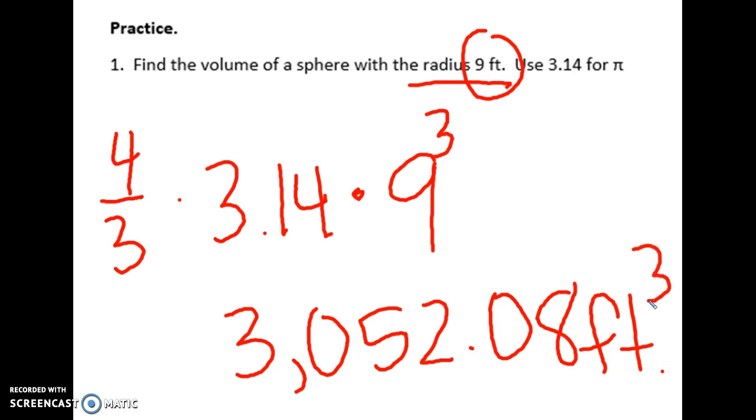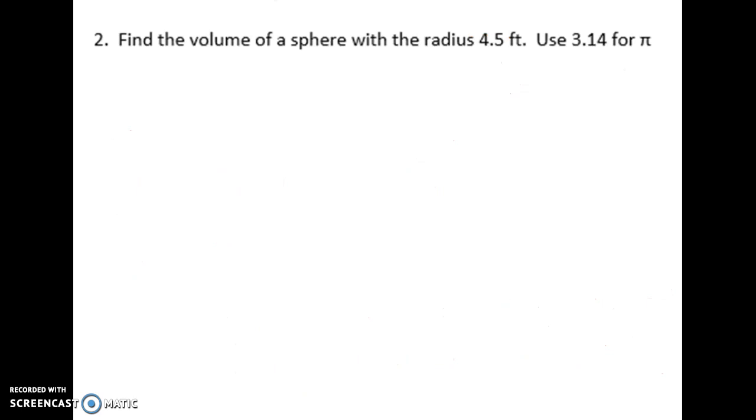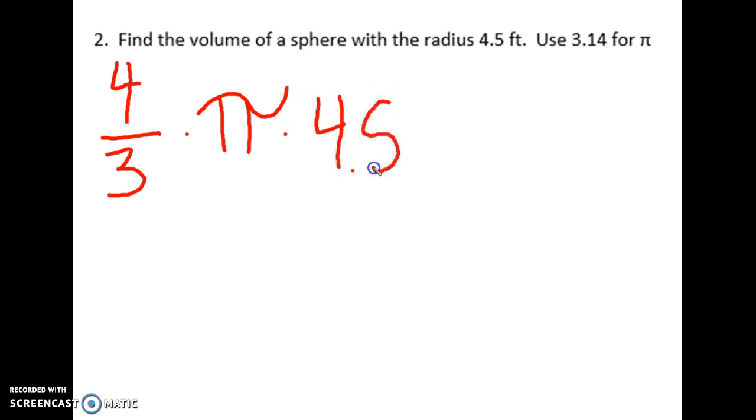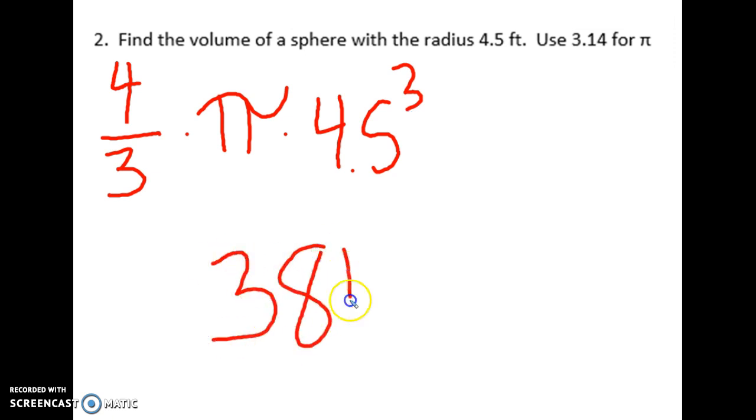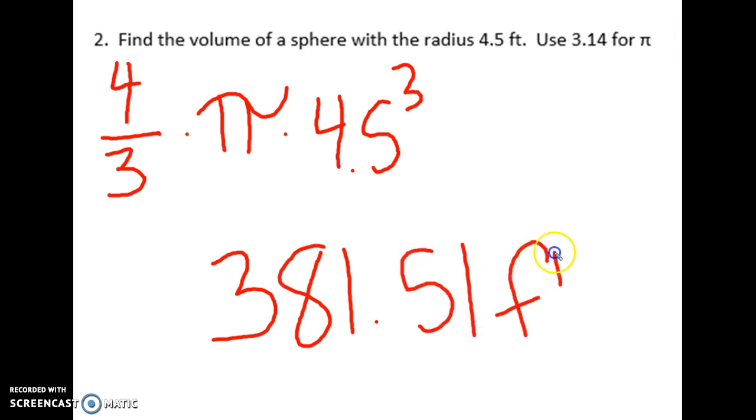All right, I would like for you to pause now, and I would like for you to try this one. So I'll tell you the formula, and I'll let you try it on your calculator. So again, always the same formula, 4/3 times pi, which you know is 3.14, times our radius, which in this case is 4.5, and then raise it to the power of 3. Go ahead and pause right now, and then see if you can reach the same answer. All right, now that you've done that, your answer should have been 381 and 51/100 feet cubed.